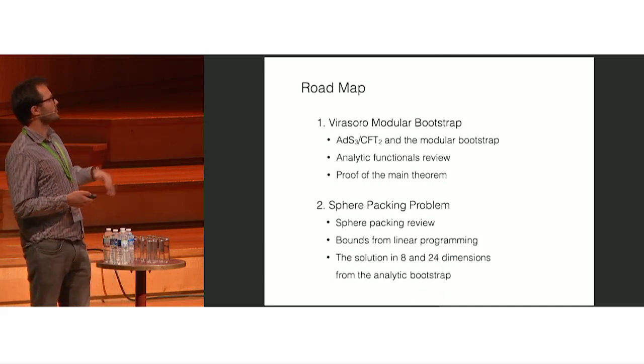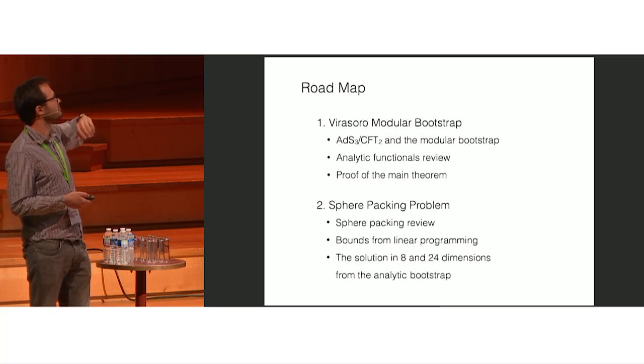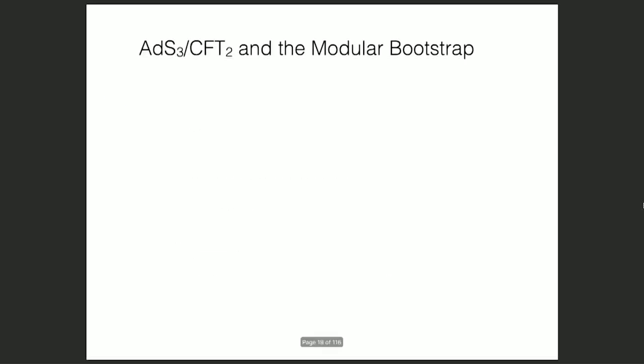Here's the plan for the rest of the talk. There'll be two parts. I'll start by talking about the Virasoro modular bootstrap and proving the main theorem using the analytic functionals. And in the second part of the talk, I'll explain what is the connection to the sphere packing problem and finish by explaining how you can reproduce the solution in 8 and 24 dimensions using this technique. So let's get started.